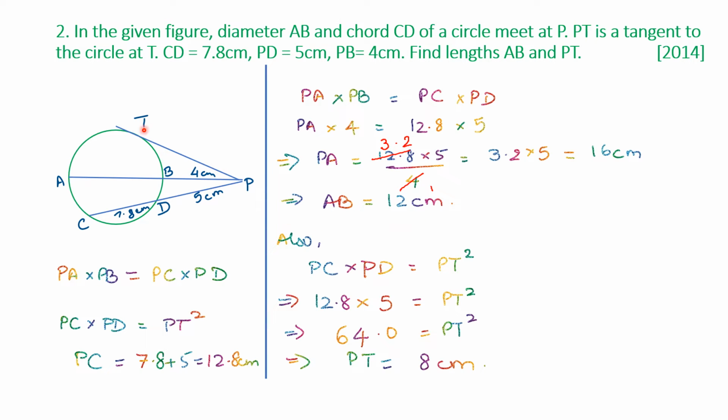Now, I will take the tangent and this secant. So I get PC into PD is equal to PT square. So I get PC is 12.8 and PD is 5 into PT square. So when I multiply these two, I get 64, which implies that PT, the tangent length, is equal to 8 centimeters.